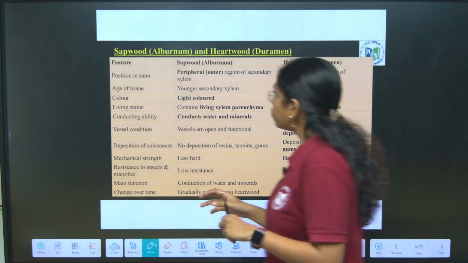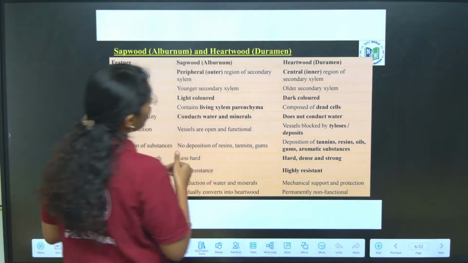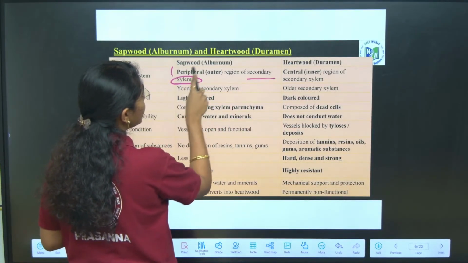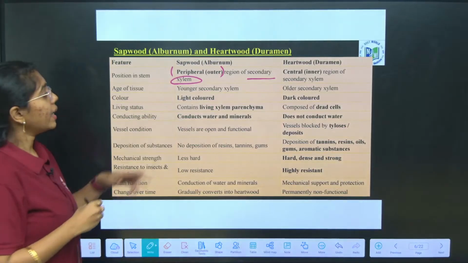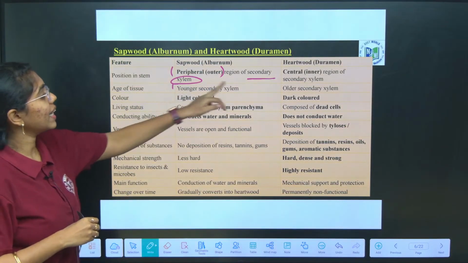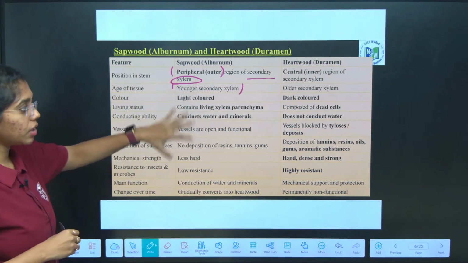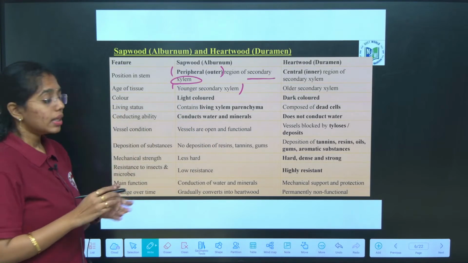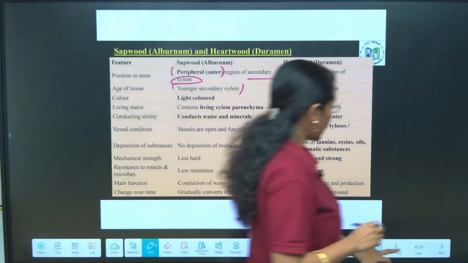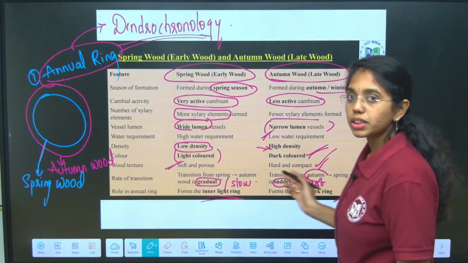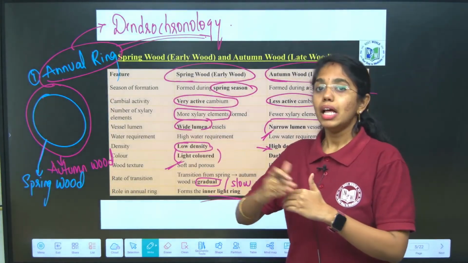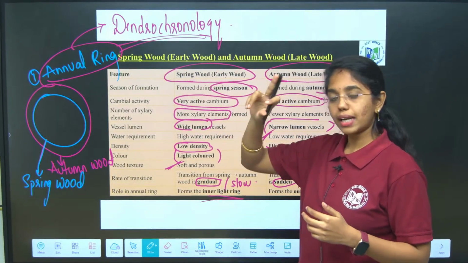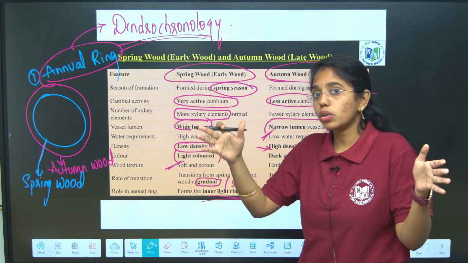Okay. Sapwood is nothing but the peripheral or outer region of secondary xylem, and here the age of the tissue is younger secondary xylem. First of all, you understand what is sapwood and what is heartwood. As a result of cambial activity in the spring season or autumn season, you will get sequential layers. One circle of spring wood, one circle of autumn wood. As such, the secondary growth is built.